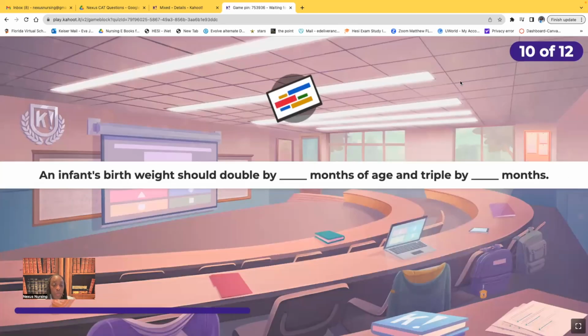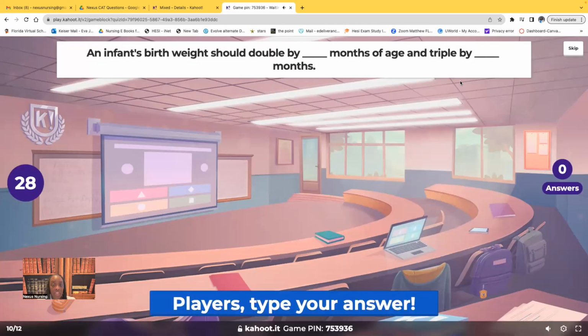An infant's birth weight should double by blank months of age and triple by blank months of age. So an infant's birth weight, when should it double and when should it triple?